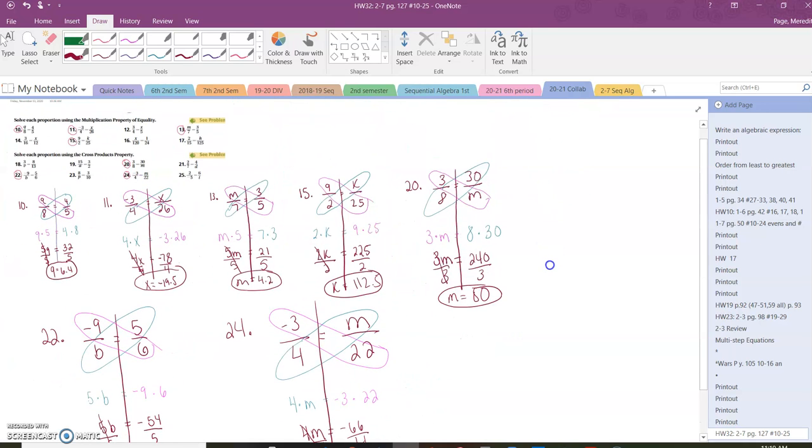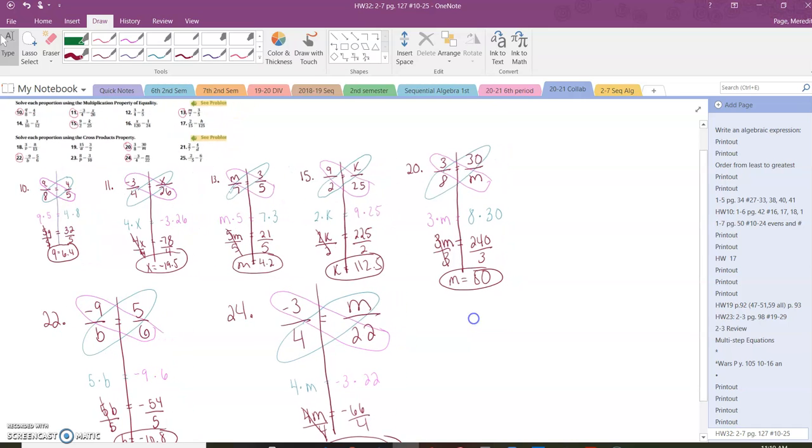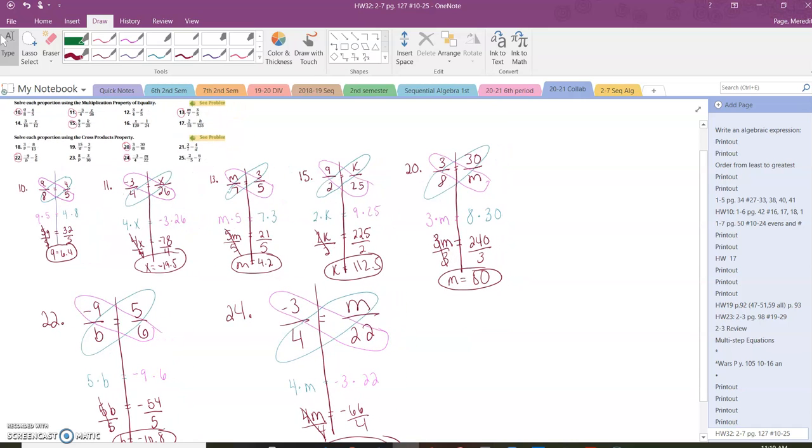So you are responsible, going back up here, you are responsible for the problems that we did not do in this video. Now, it's good practice for you guys to do that. You could check your answers in the answer document on Schoology, in the answer key folder, okay?